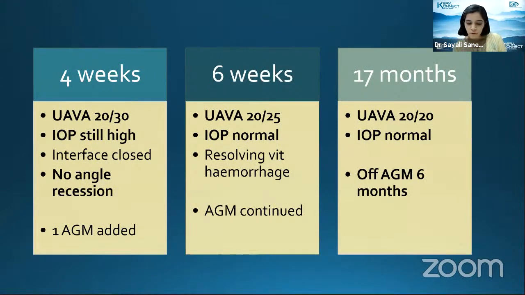So at 4 weeks follow-up, visual acuity further improved to 20/30. There was no interface haze or fluid. Gonioscopy showed normal angle. IOP was still high, so one anti-glaucoma medication was added. Over the next few weeks, IOP stabilized to normal and the vitreous hemorrhage also resolved. At the last follow-up at 17 months, the patient's unaided visual acuity was back to 20/20 and IOP was normal, and he was already taken off anti-glaucoma medications 6 months back. Next slide.